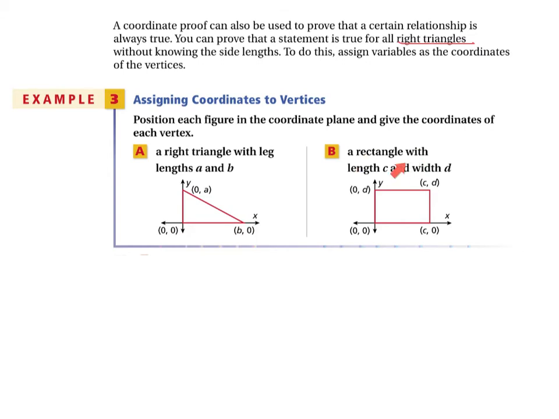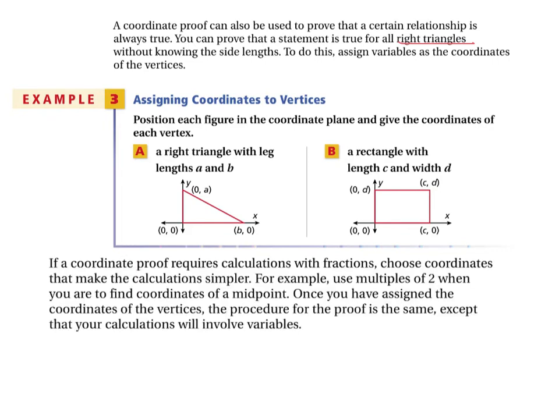Over here, a rectangle with length C and width D. So C could be the length, D would be the width, and so up here, this point would be over C, up D. So there's how we could represent a rectangle with a length of C and D.